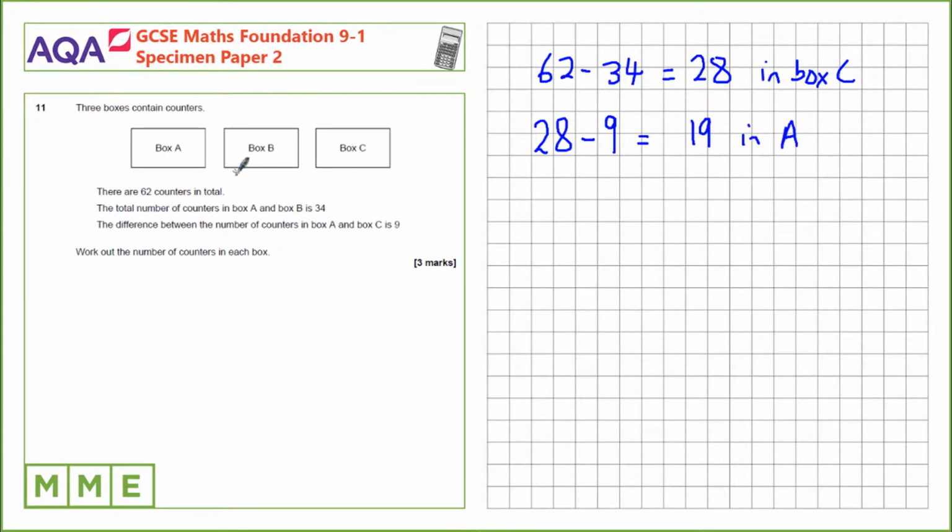Our final one, we know that the sum of the counters in box A and B is 34, and we know that there's 19 in box A. So if we take that away, we'll get the number in box B, which is 15 in B. So our answer is 19 in A, 15 in B, and 28 in C.